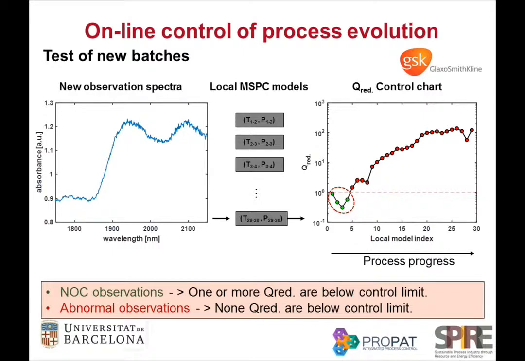What should happen is when we have a normal observation, at least we should have one or some of these values below the control limit. If we have none, we are in trouble. It means that there is a fail. It's a fault in our process evolution. Obviously, you can do this with all the observations that you are collecting.